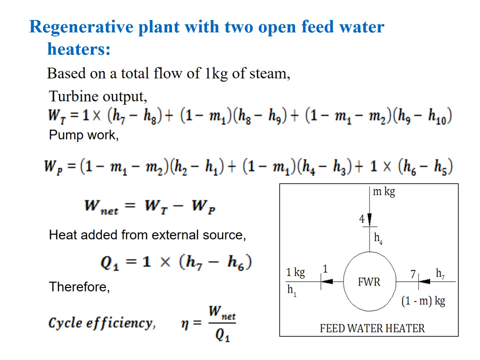That is what the closed feed heater is. So turbine and pump. So you'll get the thermal efficiency. See, 1 into (h7 minus h8), if you go to two feed heaters.